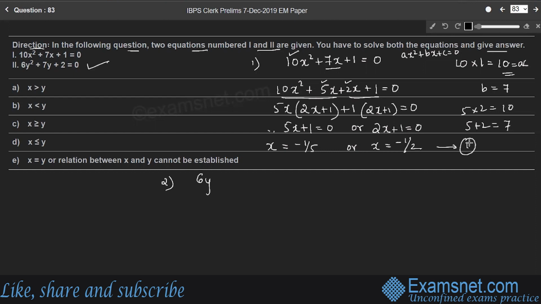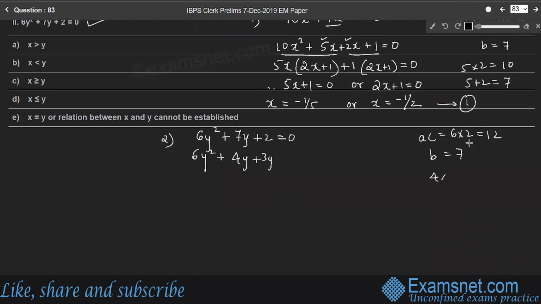6y² + 7y + 2 = 0. Here AC is 6 × 2, which is 12, where B is 7. Split the middle term. 6y², and 7y can be written as 4y + 3y, so that 4 × 3 becomes 12, which is AC, and 4 + 3 becomes 7, which is B, right? Plus 2 is equal to 0.